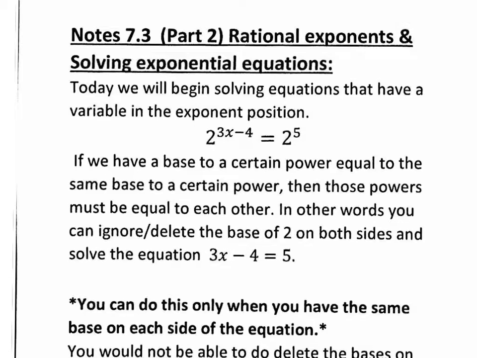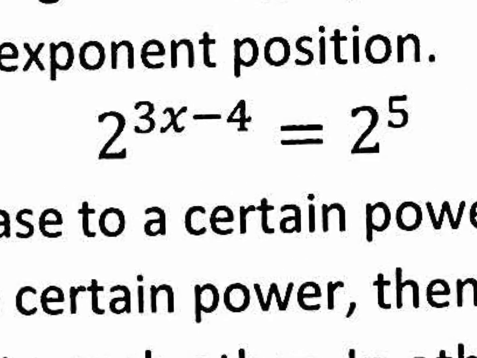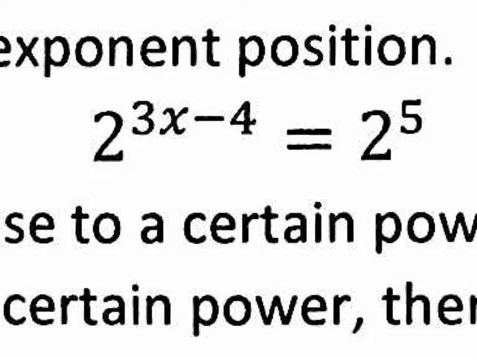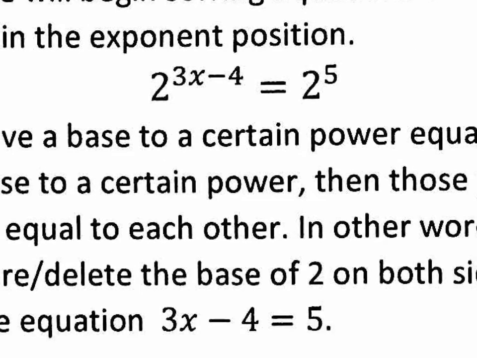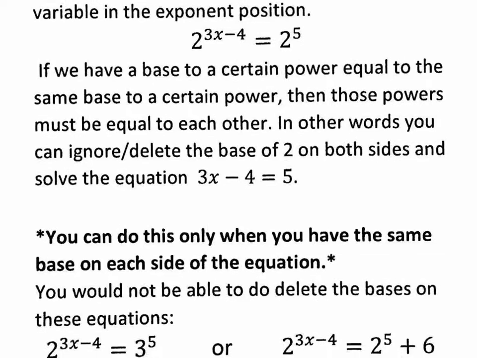So today, on the second part of the lesson from 7.3, we're going to learn how to solve equations that have a variable in the exponent. We've always solved equations, get x by itself on one side, but we've never had an x in an exponent position. This says 2 to the power of 3x minus 4. There's an x up here, right? We've never had that before. So let's follow along with the notes here and understand how to do this.